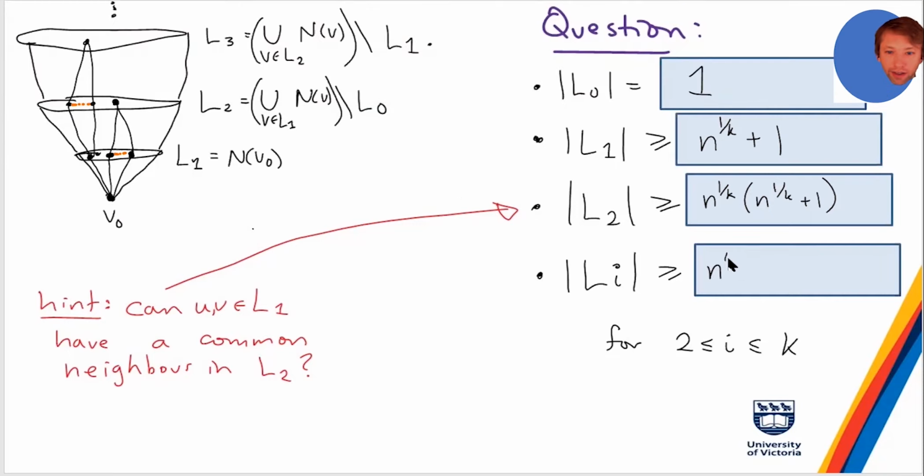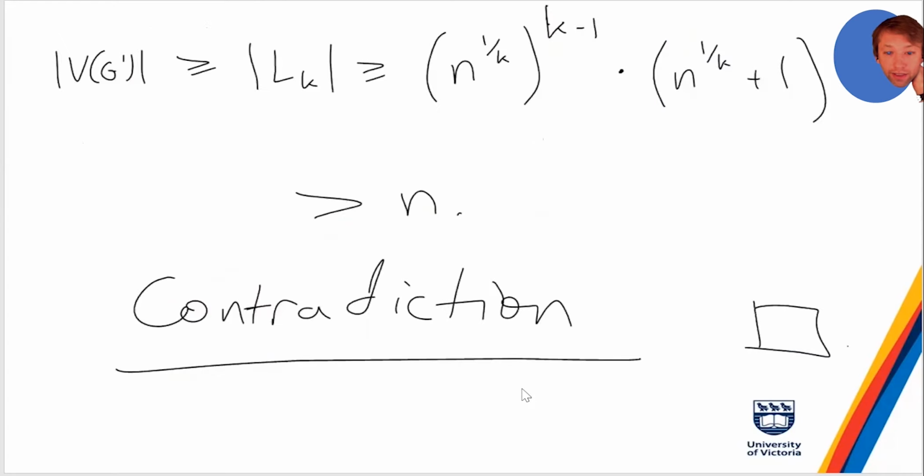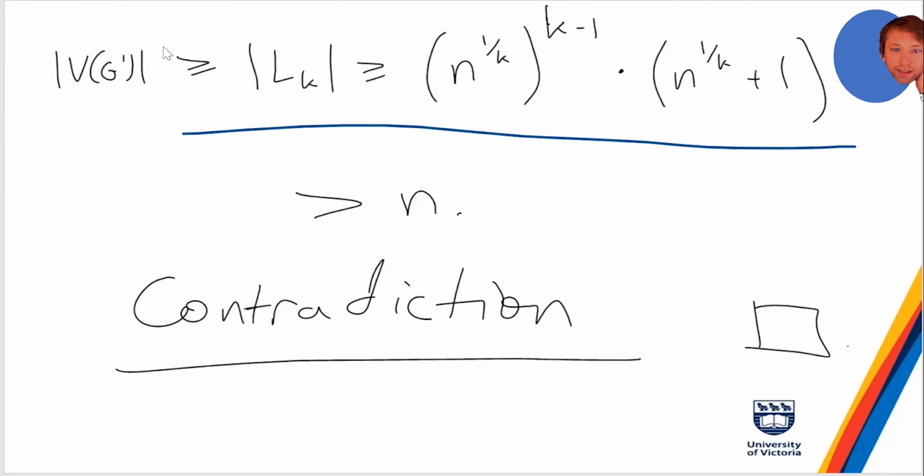So exactly what you get is that the size of Li is at least n to the (i minus 1) over k times n to the 1 over k plus 1. In particular, the last level has size at least this. But of course, the number of vertices is at least as big as the last level. So the number of vertices in G or G prime or G double prime, whatever, is at least this, but that's greater than n. Contradiction.